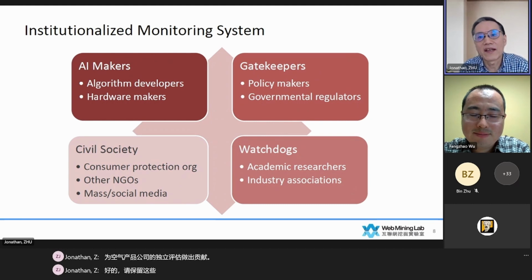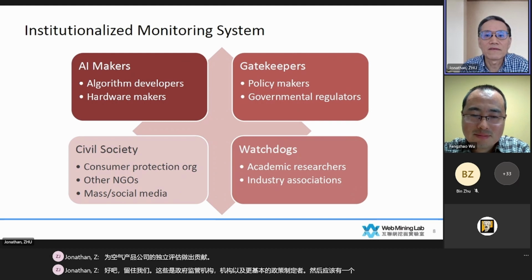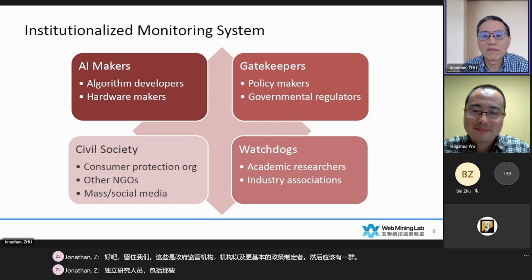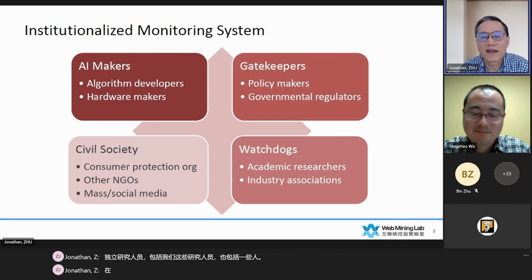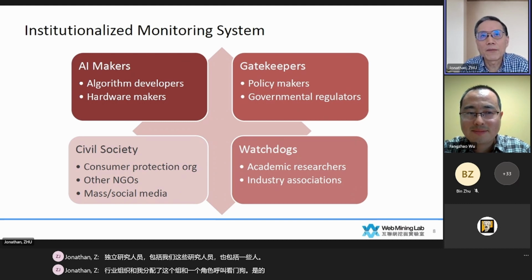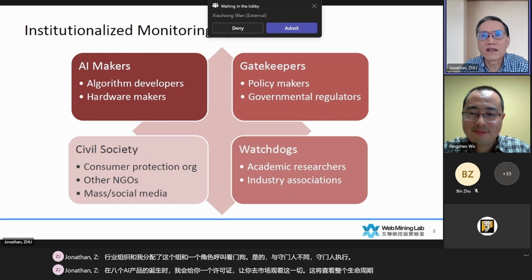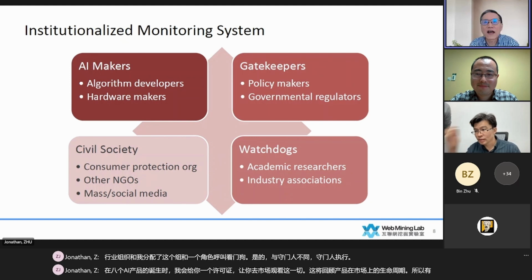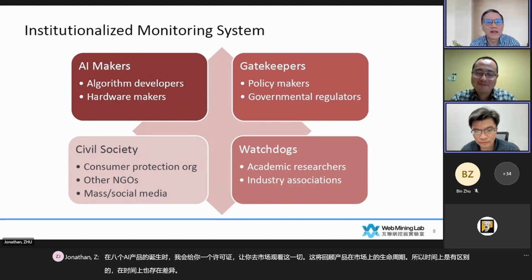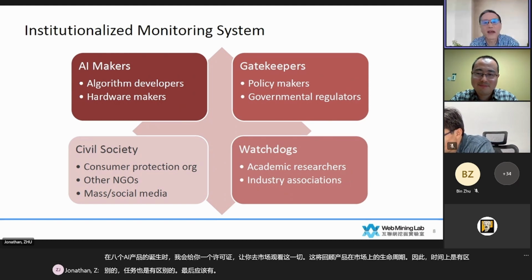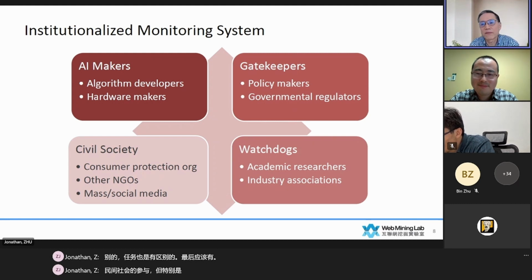Gatekeepers, these are the government regulators, agencies, and also the more fundamental policy makers. And then there should be a group of independent researchers, including those of us and also some industry organizations. And I assign this group a role called watchdogs. It differs from gatekeepers. Gatekeepers perform at the birth of an AI product, give you a license to go to the market, and the watchdogs will look over the lifetime of the product on the market in the population. So there is a difference in time, and also differences in missions. And finally there should be participation from civil society, particularly non-profit organizations and the media.